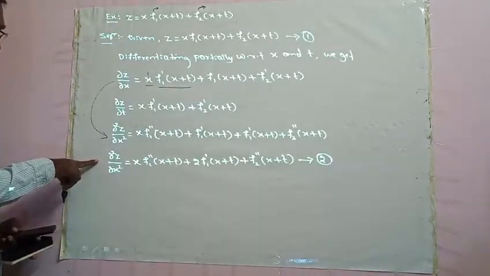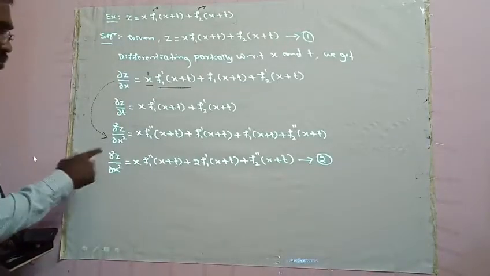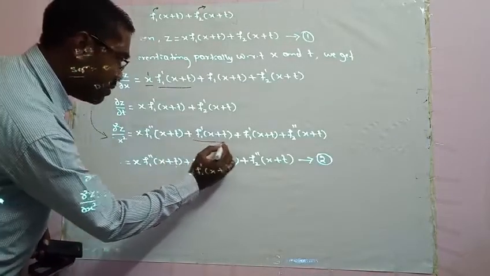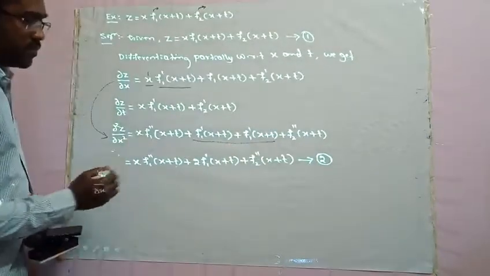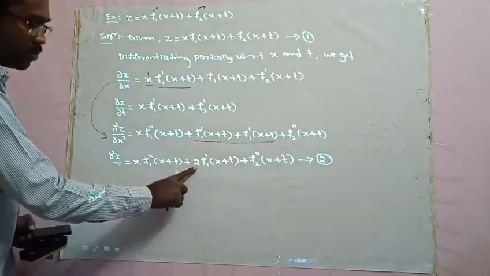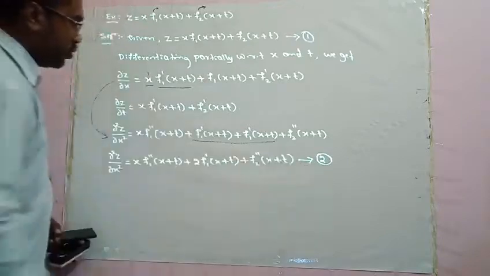Now let us simplify this once again. If you see this, these two are the same. If you add, this becomes 2 times. So call it equation number 2.